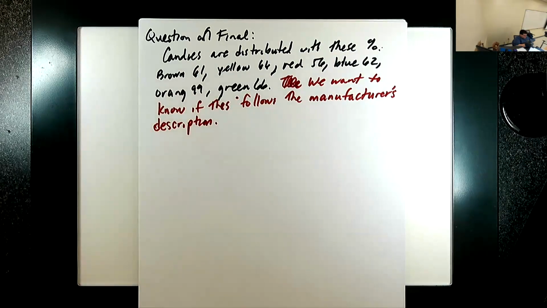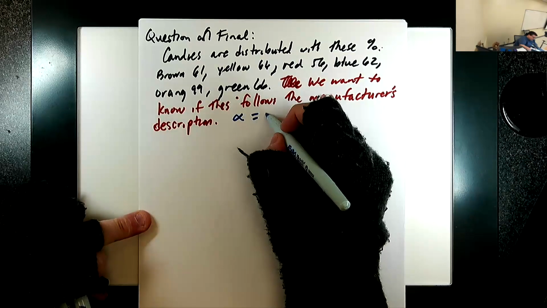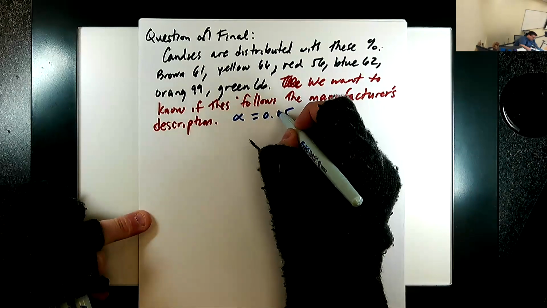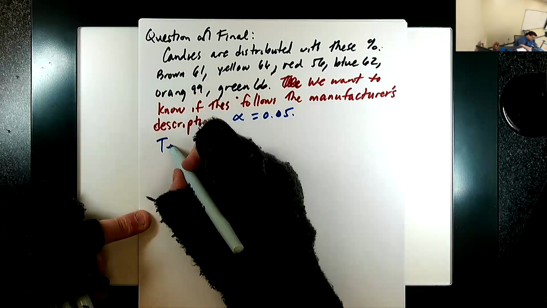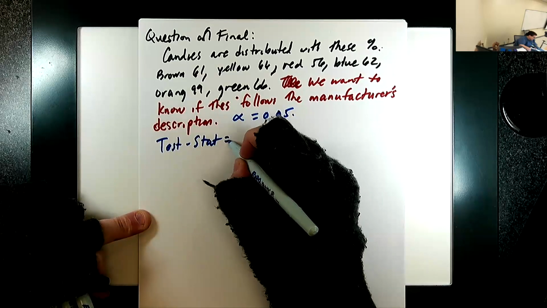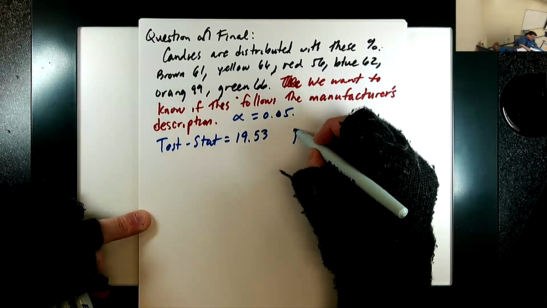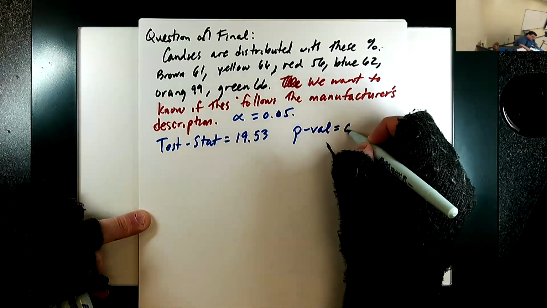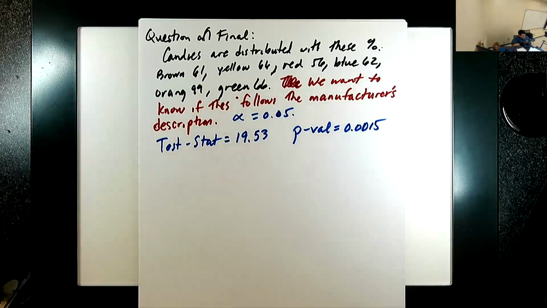And then you'll see some stuff like this. Oh, and I'll give you alpha on some of them. If I don't, this one gave alpha, so I'm going to give it. Then I'll say the test stat is, I'm not going to say chi-squared, I'll just say test stat is 9.53, p-value is 0.0015. That's what you'll get on the final.